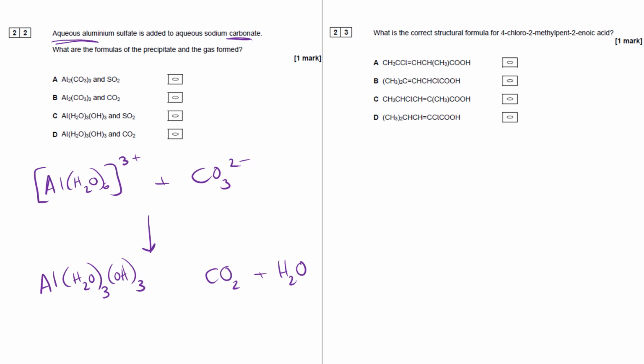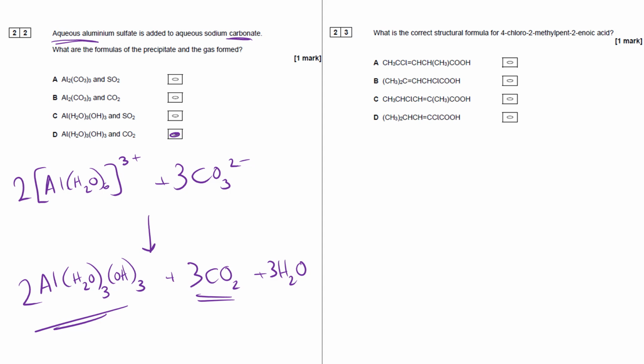You might remember learning this, where you've got 2 of the complex, 3 carbonates. 2, 3, and 3. So this is just one of the equations you had to learn from the metal aqua ions topic, and D is your correct answer there for question 22.